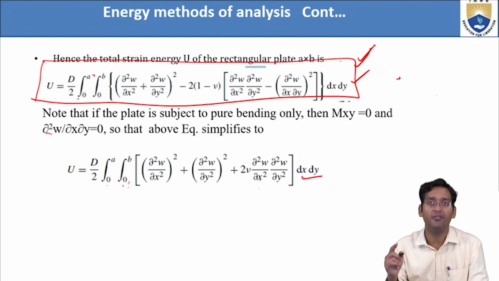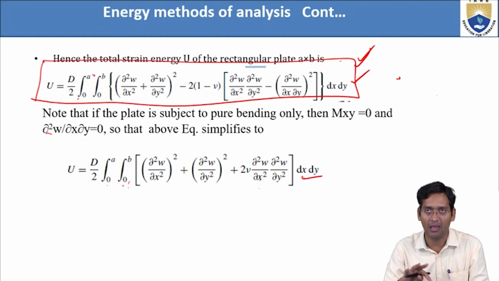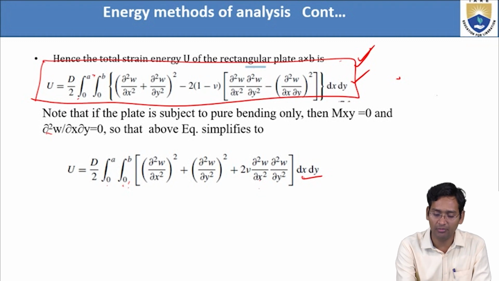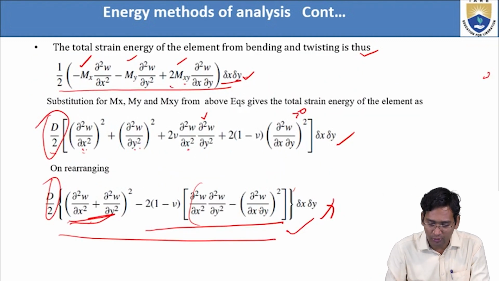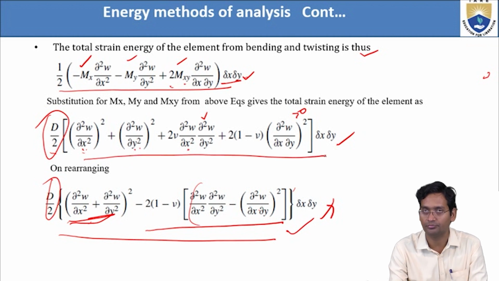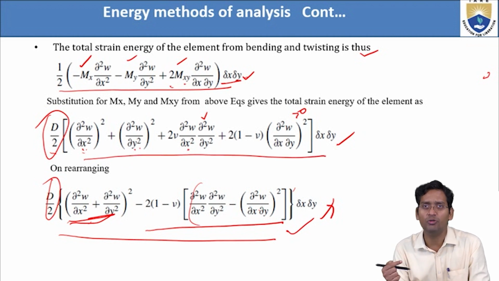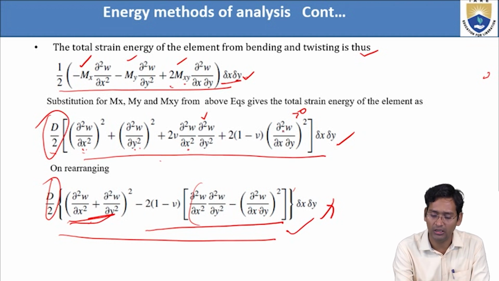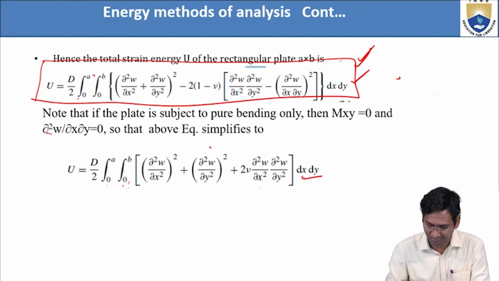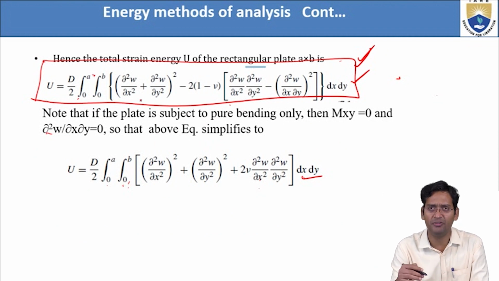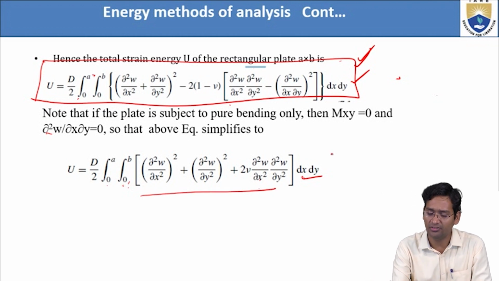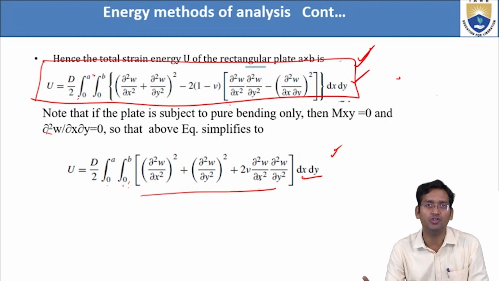Now next, what happens if it's subjected to pure bending only? Mxy will be zero. Right. So put wherever that Mxy is there as 0, or you can do that in this equation also. So Mxy will be 0 means ∂²w/∂x∂y will also be 0. So put here that as 0. So only these three terms will be left. Or you can put here and further simplify just in the reverse way. You will get these three terms. Right. So that is when Mxy equals 0 and ∂²w/∂x∂y equals 0.